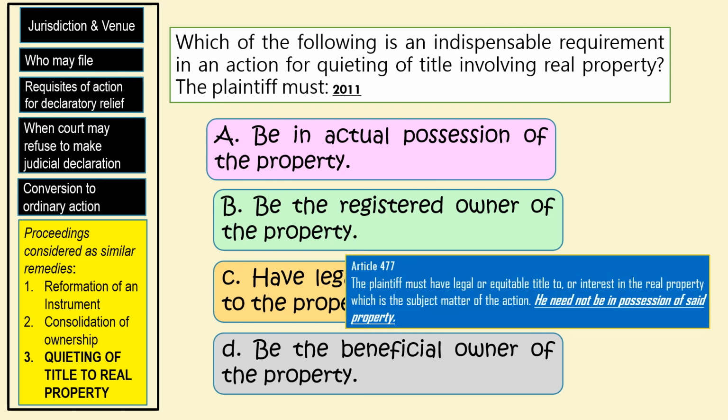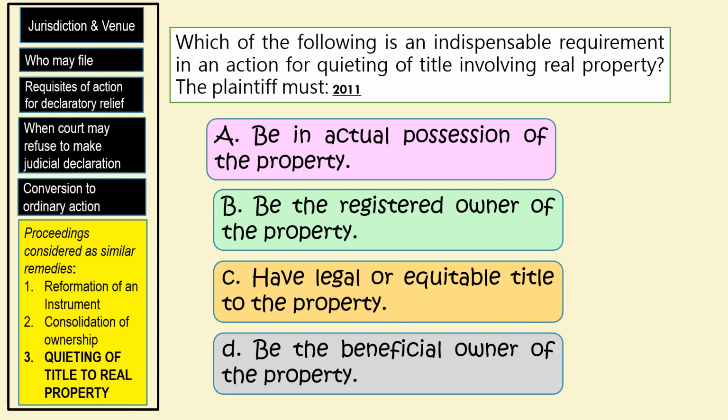Again, what does Article 477 say? The plaintiff can have a legal title or he can have an equitable title or interest in the real property which is the subject matter of the action. He need not be in possession of said property. So the correct answer here is letter C. The plaintiff must have legal title or equitable title to the property.